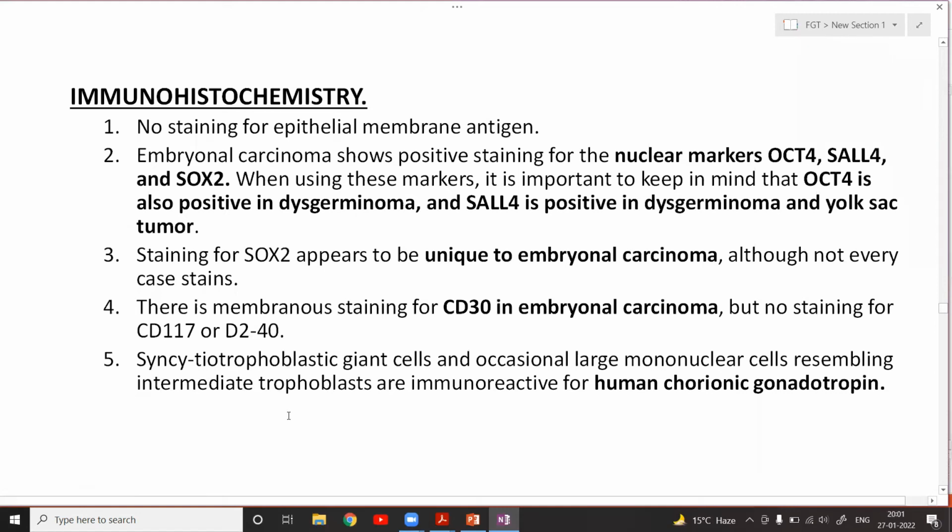Immunohistochemistry, as I told you, becomes very, very important over here. Remember, there is no staging for MR. That means this is how we differentiate it from epithelial tumor. Now, embryonal carcinoma shows positive staining for nuclear markers like OCT4, SALL4, SOX2.